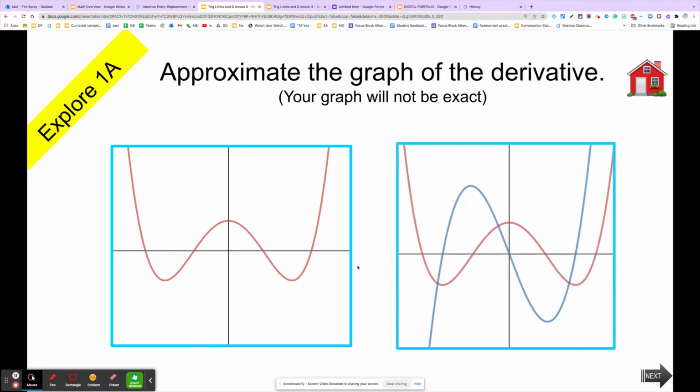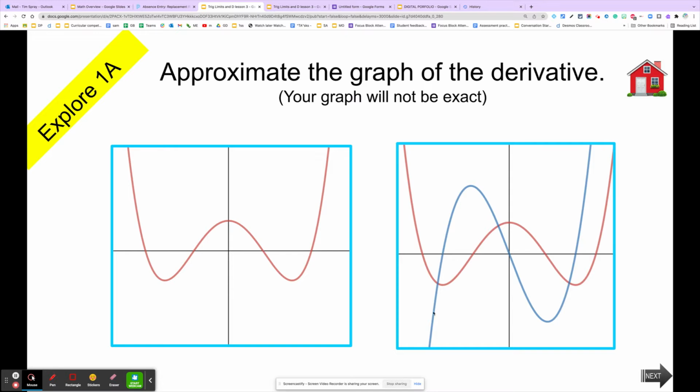Okay, so here's what it looks like. So you have this blue guy right here, and we know that the slope right there is 0. That's why it's 0 right there. And we can see right there that the slope is 0, so that's why it has an x-intercept there. And the slope right here is 0, and the slope of this red guy right here is 0. So that's why the x-intercepts are where they are. There's a slope of 0 right there.